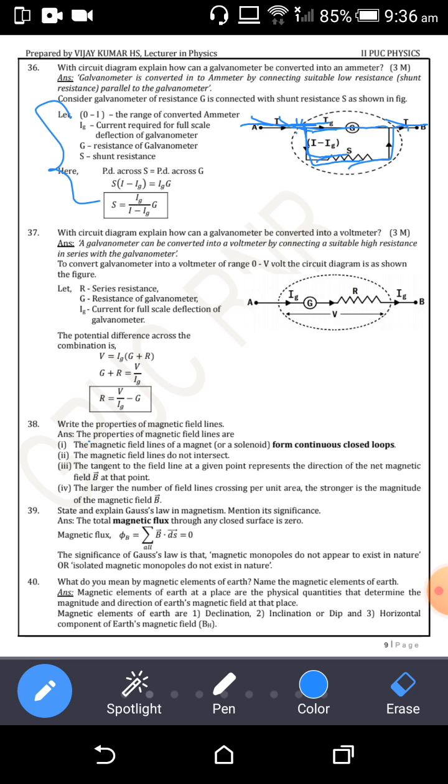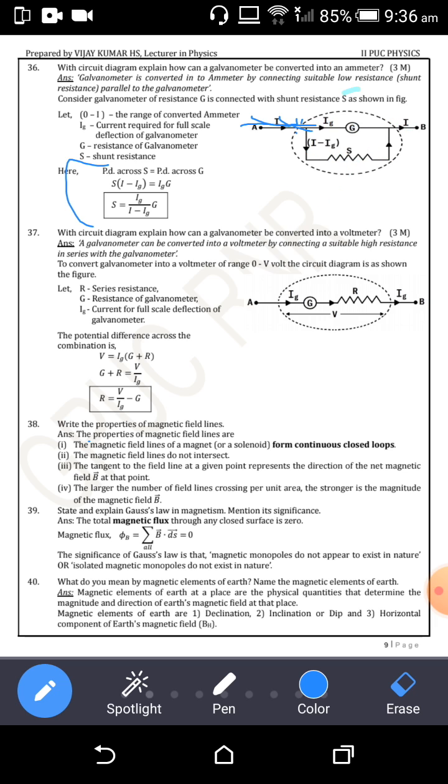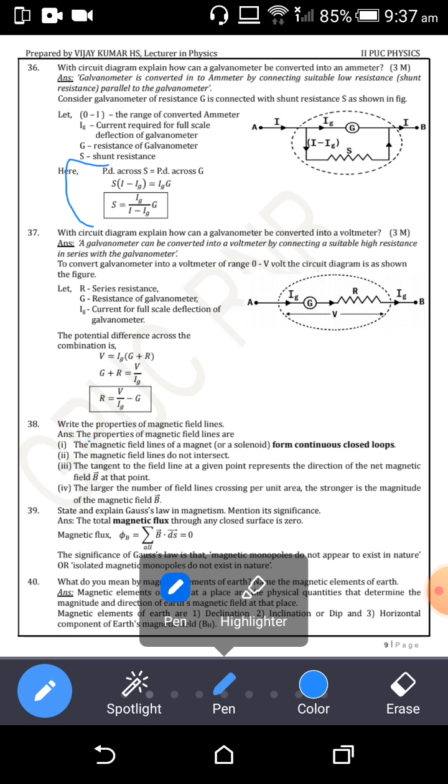Now, mathematically, how do we write this? The potential difference across the shunt resistance is equal to the potential difference across the galvanometer. Why is that equal? Since the galvanometer and shunt resistance are connected in parallel, and in a parallel combination the potential difference always remains the same. Hence S into (I minus Ig) is equal to Ig into G.